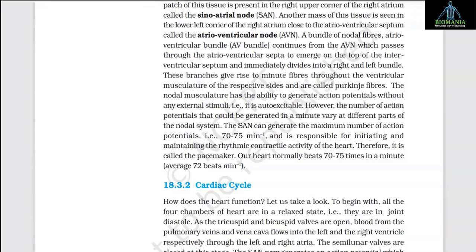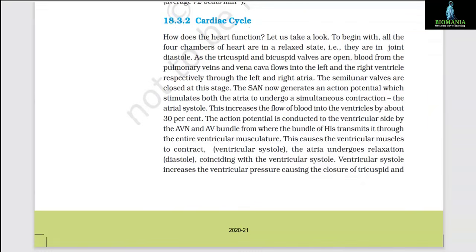The nodal musculature has the ability to generate action potentials without any external stimuli, that is, it is auto-excitable. However, the number of action potentials that could be generated in a minute varies at different parts of the nodal system. The SAN can generate the maximum number of action potentials, that is 70 to 75 per minute, and is responsible for initiating and maintaining the rhythmic contractile activity of the heart. Therefore, it is called the pacemaker. Our heart normally beats 70 to 75 times in a minute, that is, an average of 72 beats per minute.